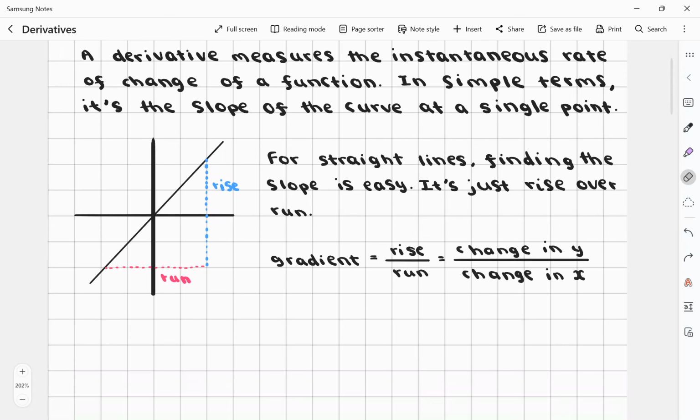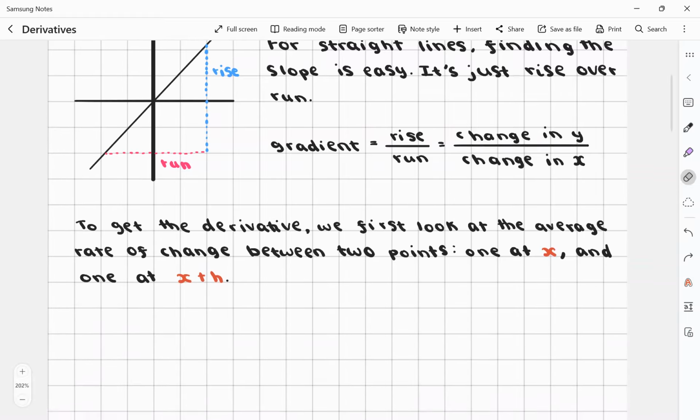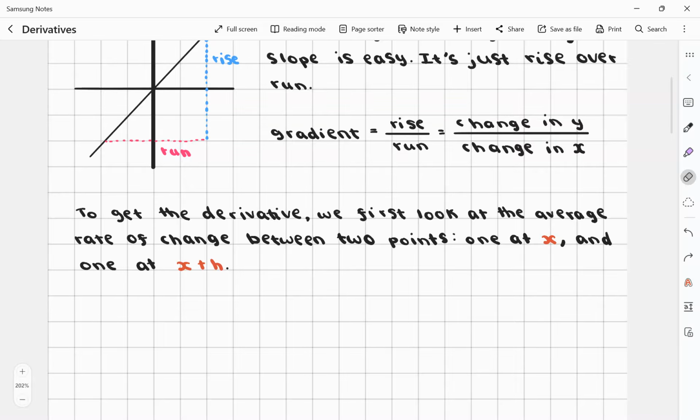So for this straight line, the gradient is going to be rise over run, or the change in y over the change in x. To get the derivative, we first look at the average rate of change between 2 points, one at x and one at x plus h. Now this is more useful to find the slope at the point for curves.